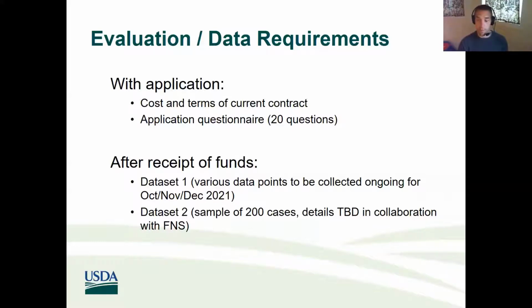After receipt of funds, this is where we get into the more quantitative data that we're trying to obtain. And so we broke it into two data sets, and we explained this in the announcement letter. The first data set covers 3 months: October, November, and December 2021. What we're trying to do with this data set is retrieve hard data or quantitative data on different characteristics, different types of households, and how the state is using third-party data matches, such as The Work Number, to obtain information on their income.